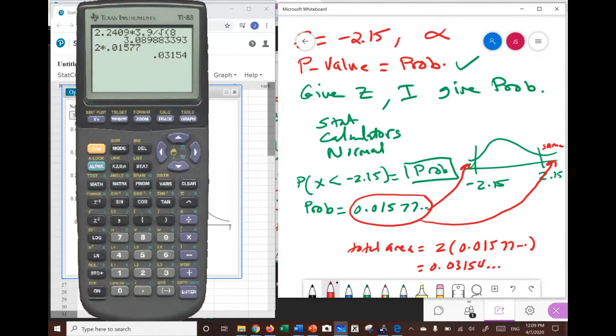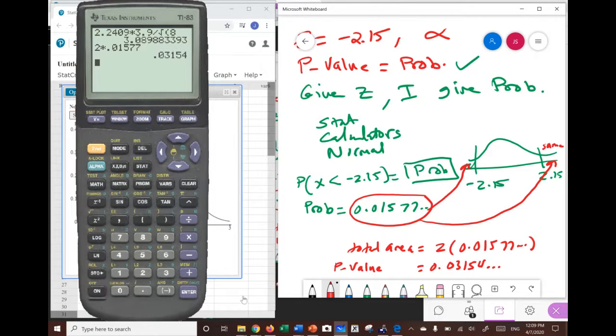Notice then the total area is going to be the p-value. So the p-value, if there is one tail, it's that area only. Let's say this is just a left tail, then the area will be 0.01577. If it's a right tail, it's going to be that area only. But if there are two tails, we have to double the area, because the left tail is going to take something and the right tail is going to take something.